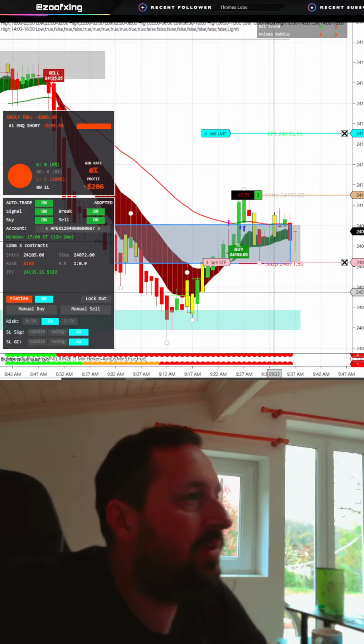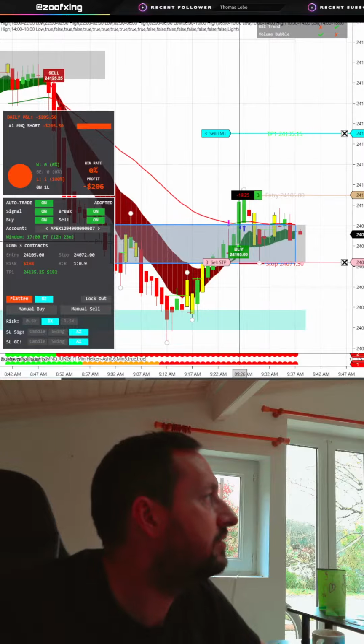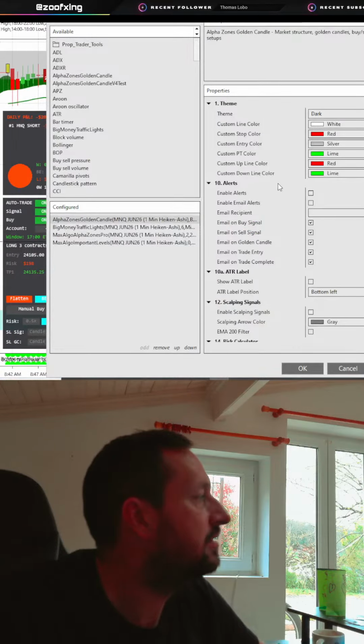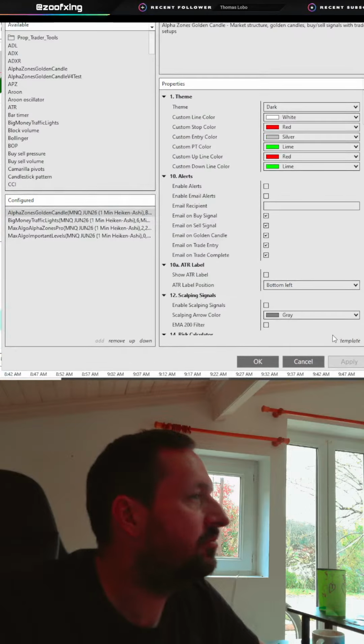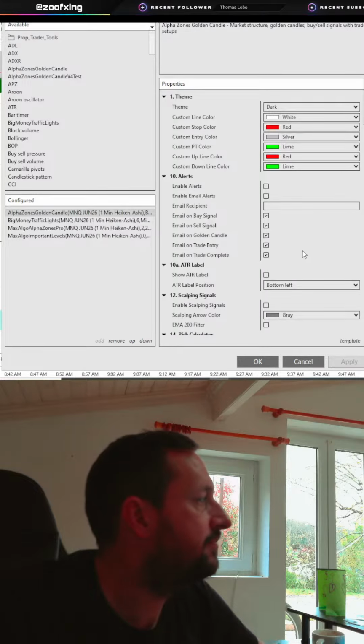I'd recommend you go in and build out your settings and then you save it as a template. So saving as a template is nice and easy. You just go into the settings. And then in this bottom corner here, there's a template button. Once you've ticked everything the way that you want it, just hit template and hit save.